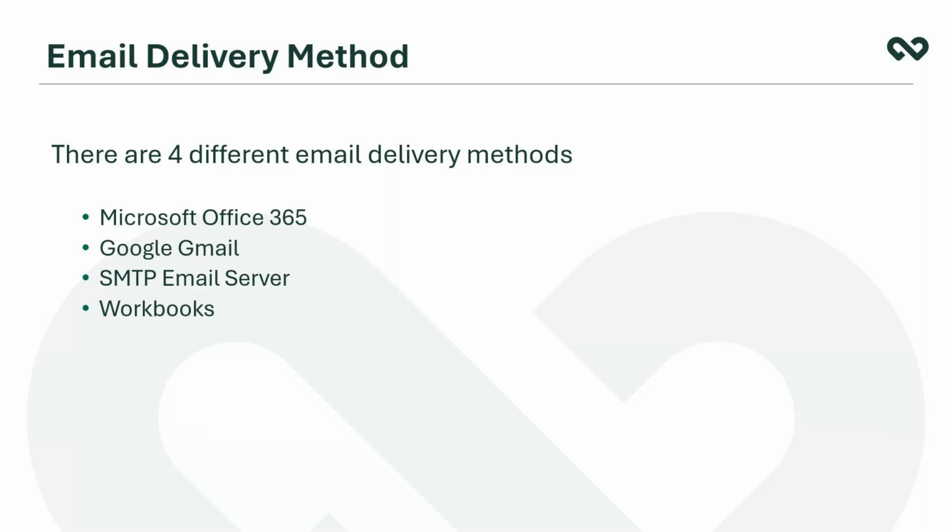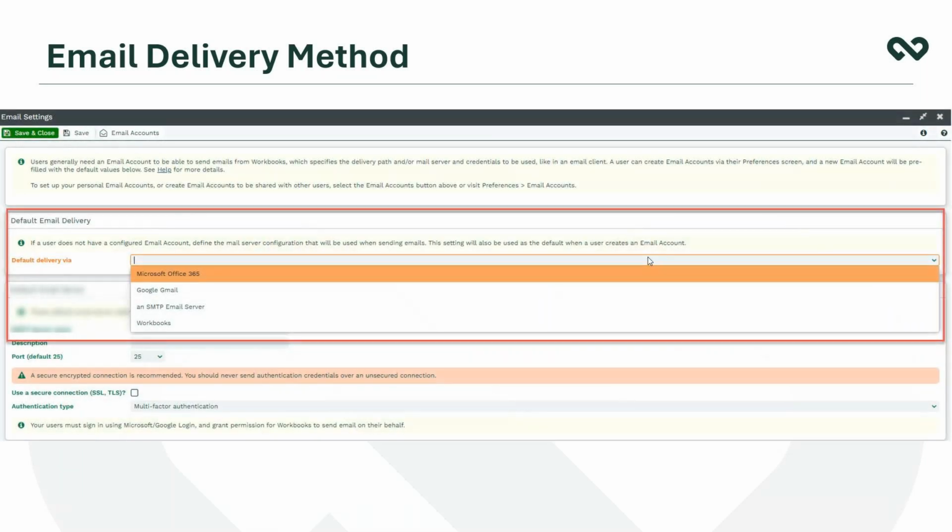The preferred option for sending emails out of Workbooks is Microsoft Office 365. And within the configuration screen, system admins can configure the default delivery method, which we'll have a deeper dive into when we're in the product.